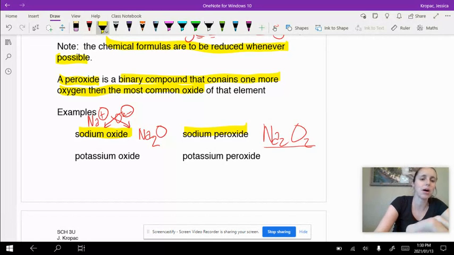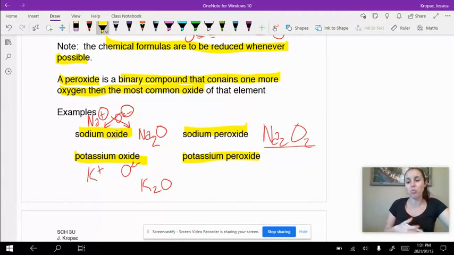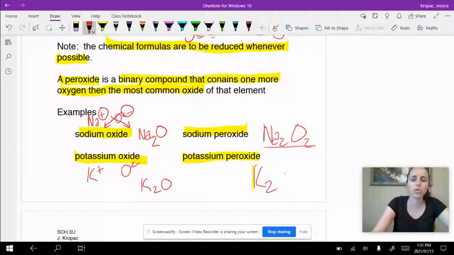So potassium oxide then, my symbol for potassium, K+, my symbol for oxygen, O2-. So if I cross these values over, I'm going to have K2O. So in order to write potassium peroxide then, I want to add one more oxygen to my typical formula. So instead of having K2O, I'm going to add one more oxygen to that, K2O2.